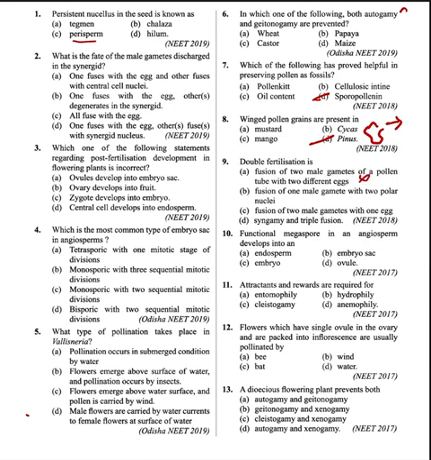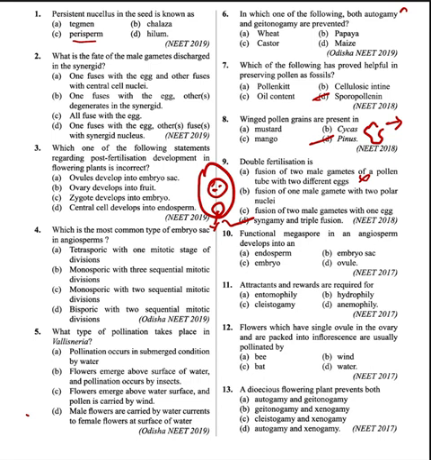No. Fusion of one male gamete with two polar nuclei. Fusion of two male gametes with one egg. Syngamy and triple fusion, this is the correct answer. Syngamy is when one fuses with the egg cell. This is known as syngamy. One fuses with the central cell, forming triple fusion.